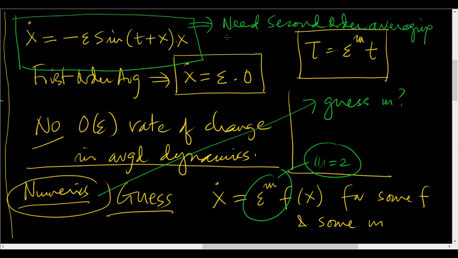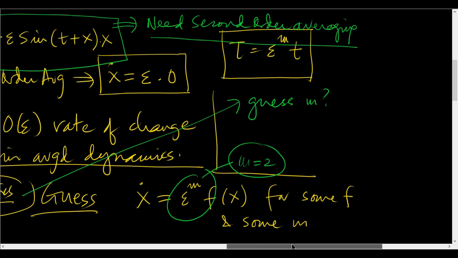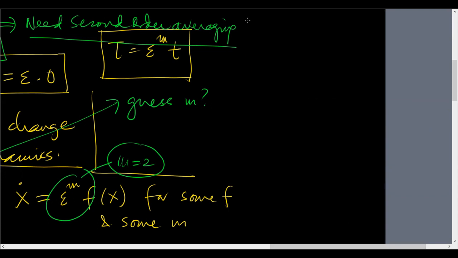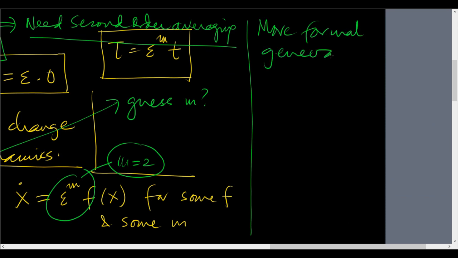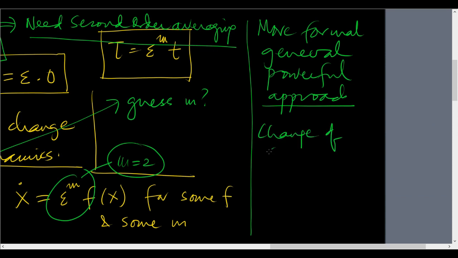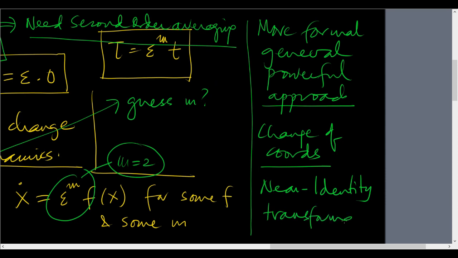In general, we need higher order averaging. The calculation is straightforward enough, and it proceeds with a more formal, general, powerful approach. It is based on a change of coordinates involving something called a near identity transformation. So let me show you that now.